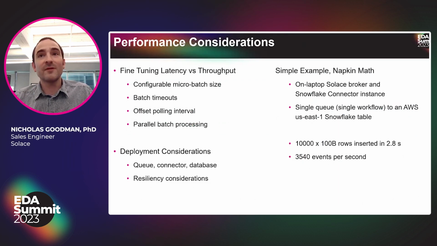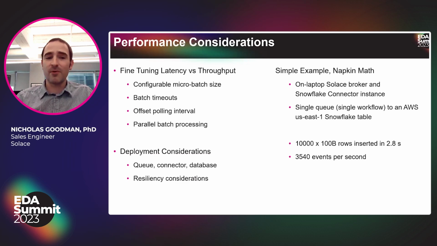Some notes on performance, in case you're wondering. We did talk about this being a real-time system. There are plenty of knobs to turn when configuring a Solace connector. One is, well, what's the batch size? Increasing the batch size is great for increasing throughput, but it does add latency, of course. And so we have 2 different settings: how big is the micro batch supposed to be, and how long do we want to wait before pushing those messages over to Snowflake regardless?